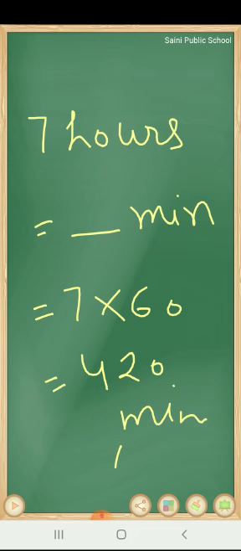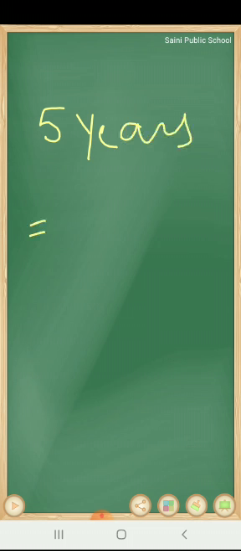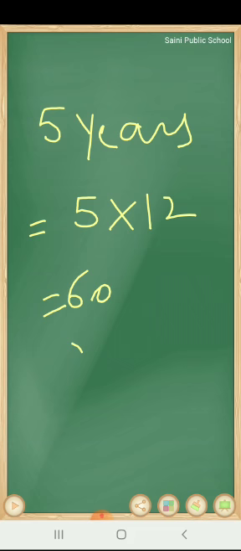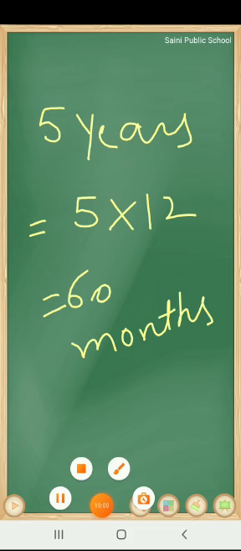Okay, let us revise another thing. Suppose you want to find out months in 5 years. How many months are in 5 years? In 1 year here are 12 months, so we multiply 5 by 12. So here are 60 months in 5 years. Okay, so in this way you can convert a bigger unit into a smaller unit.